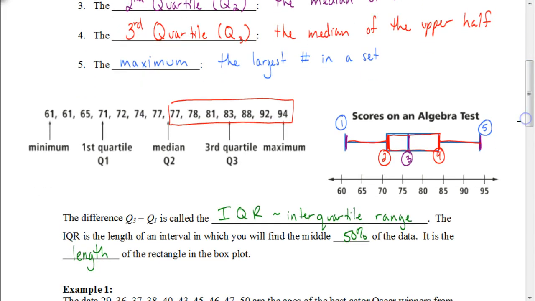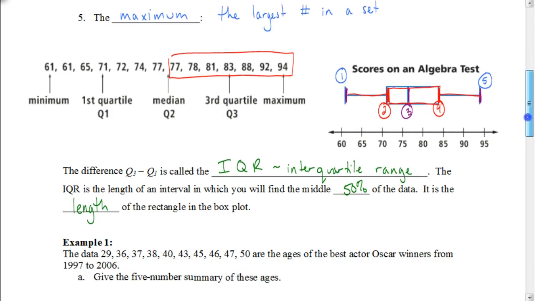Now the difference between Q3 and Q1, so the difference between our third quartile and our first quartile, is what we call our IQR, or interquartile range. And that IQR is the length of an interval in which we will find the middle 50% of the data. So the middle 50% of our data is between 71 and 83 here. Inside this box is 50% of the data. And again, the length of the rectangle in the box plot is our interquartile range.